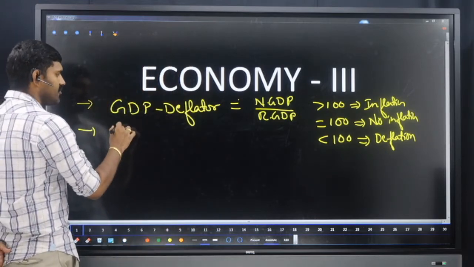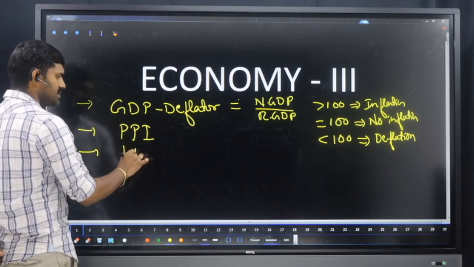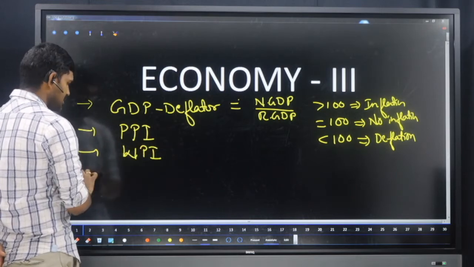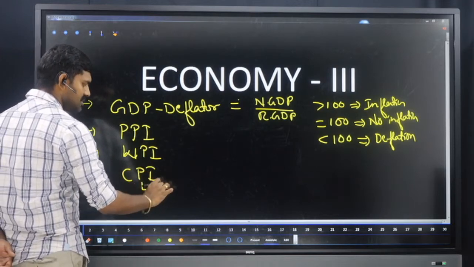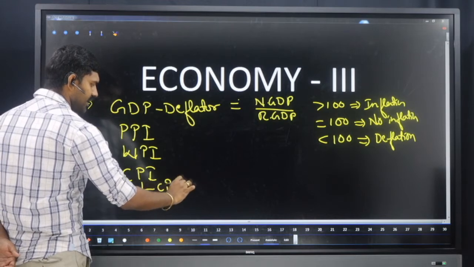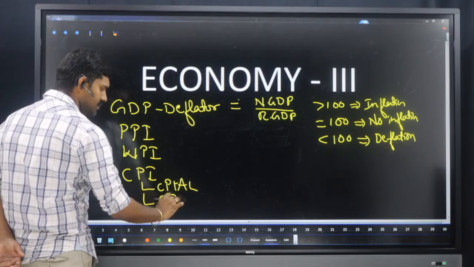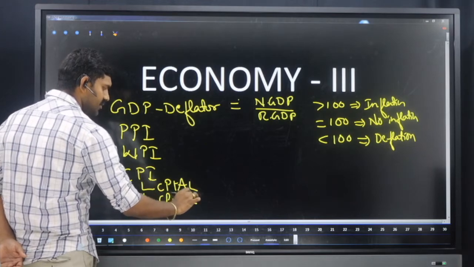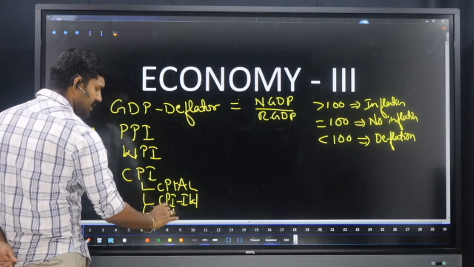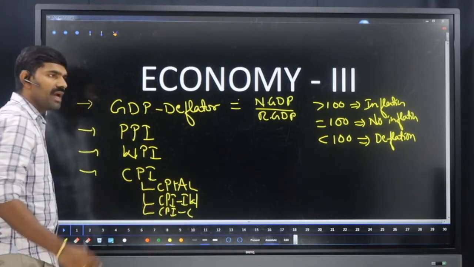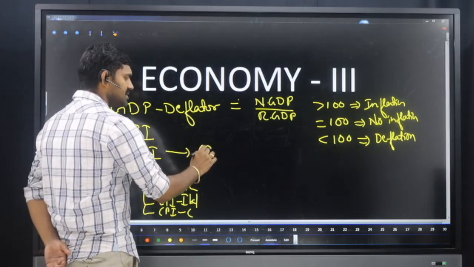And the next is the producer price index. We discussed WPI, wholesale price index. We discussed CPI, consumer price index. In CPI we got CPI AL, where AL stands for agriculture laborers, and CPI IW, where IW stands for industrial workers, which is nothing but urban population. And then we discussed CPI combined. The important aspect we discussed was that in the WPI basket, we have 697 items.